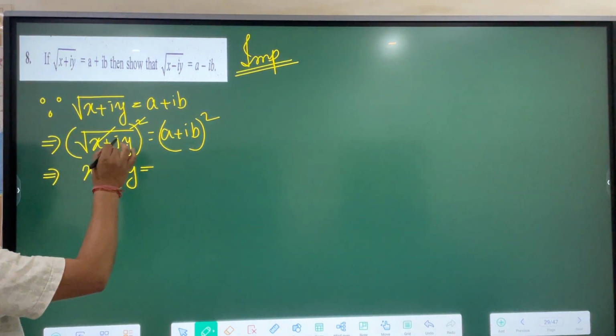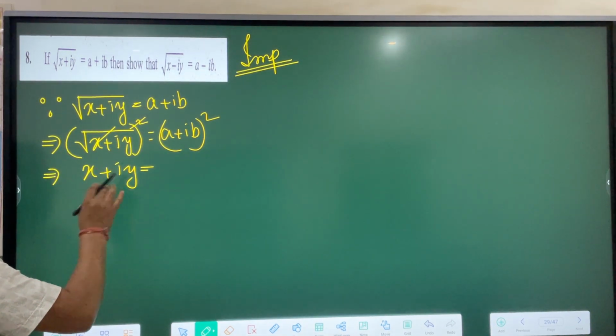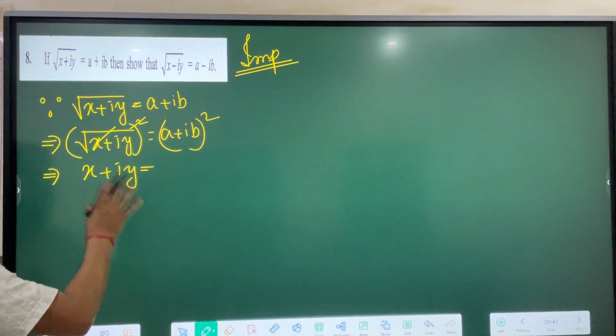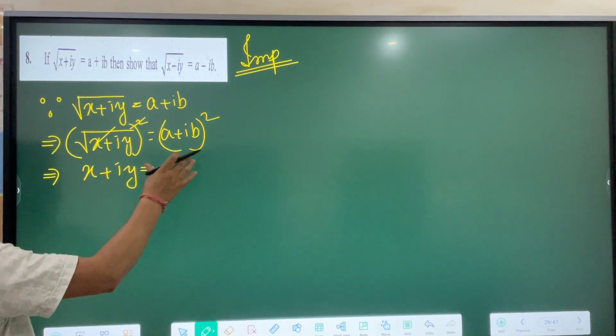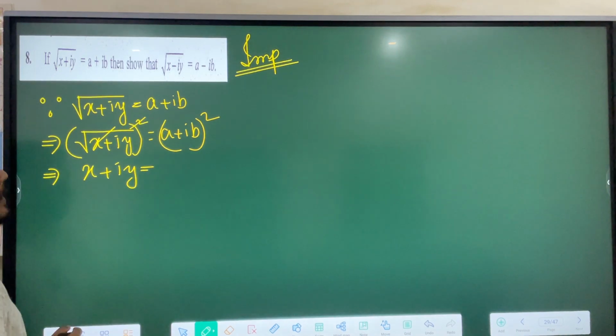So why have we done squaring both sides? Because we want to get the value of x and y separately, real or imaginary, whatever it is. Whatever we get, we can equate the real part and the imaginary part.